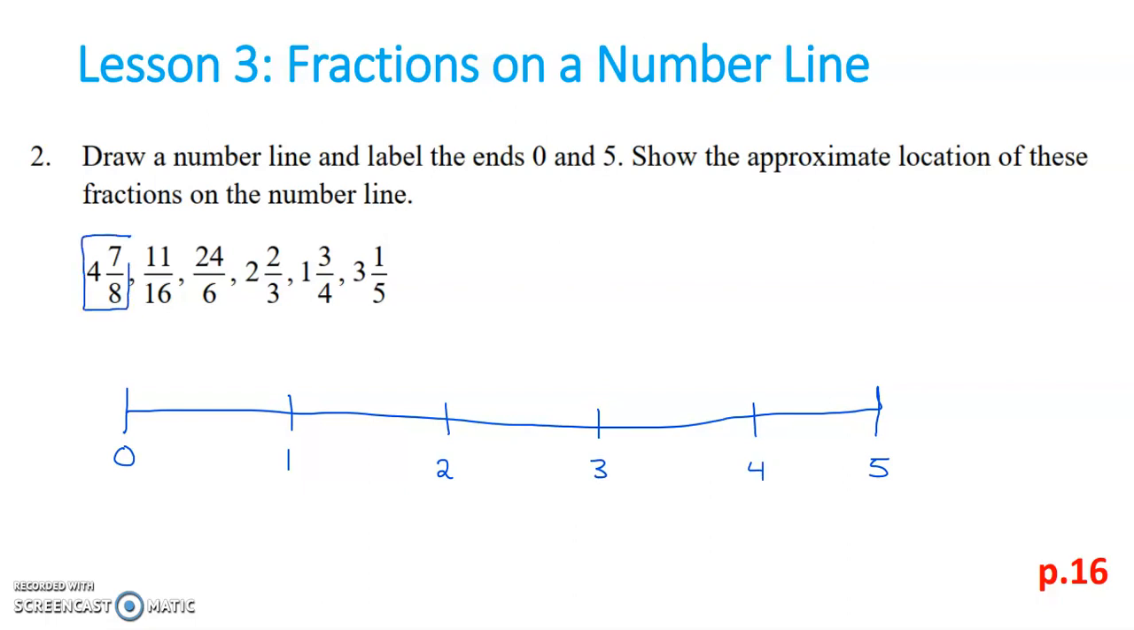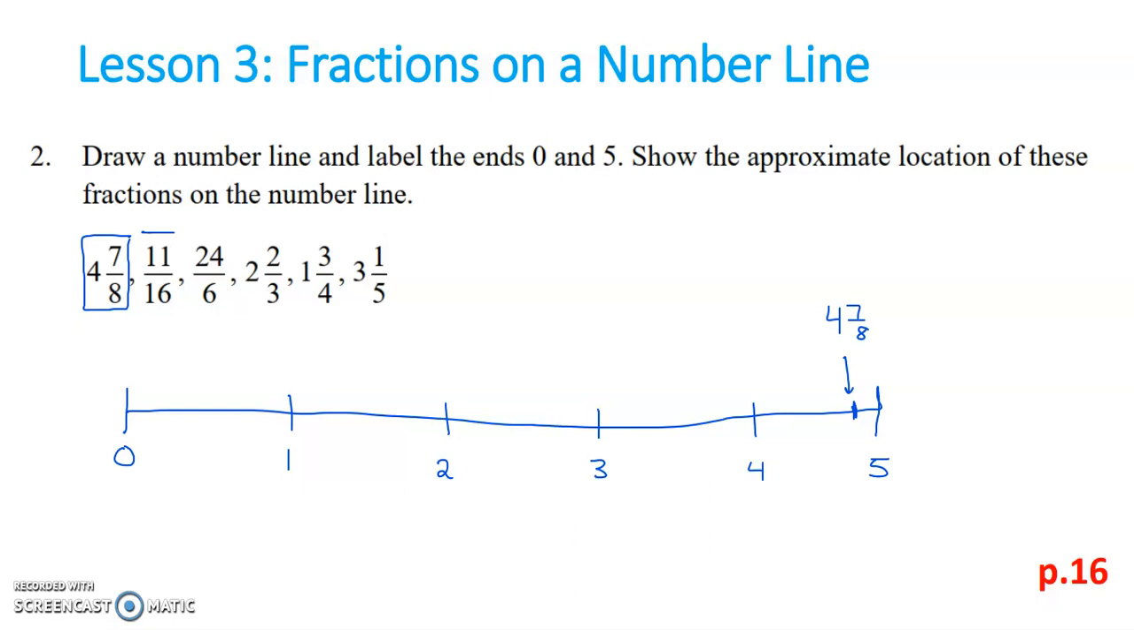And then I start to see what I have. I have 4 7/8. So 4 7/8 means that out of 8 equal spaces between 4 and 5, I would be at the 7th one, which is pretty close to 5. So I'm just going to approximately put that in as 4 7/8.